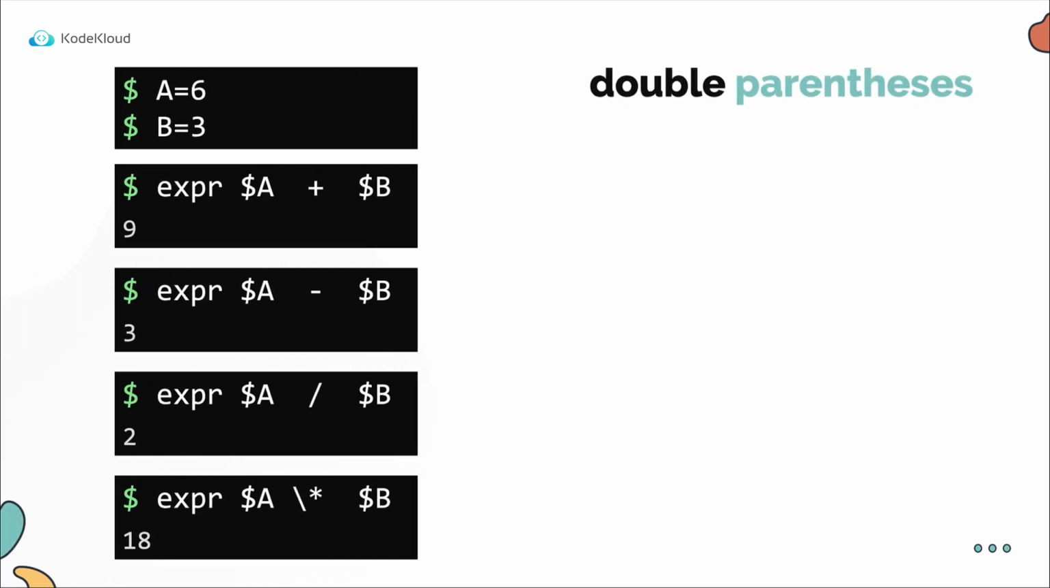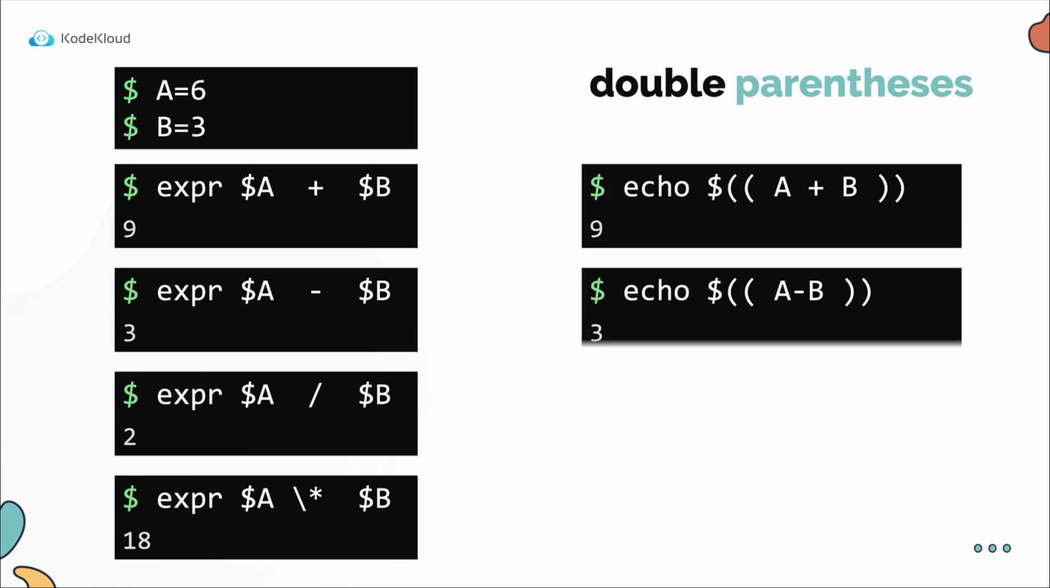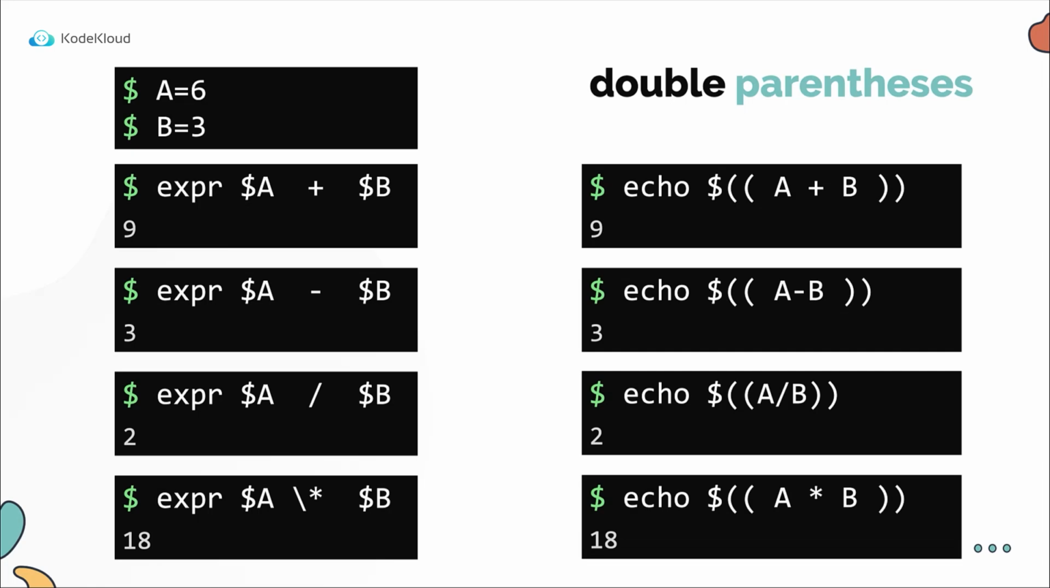Another way to perform arithmetic operations in Bash is to use double parentheses. The double parenthesis helps in performing arithmetic evaluation as you would in programming languages like C. Here, we encapsulate the expression inside a double parenthesis prefixed with a dollar symbol. You must either assign this operation to a variable or use echo to print it to screen. Otherwise, the shell will try to execute the output of this operation and give you an error that 9 is not a valid command. So we use echo here.